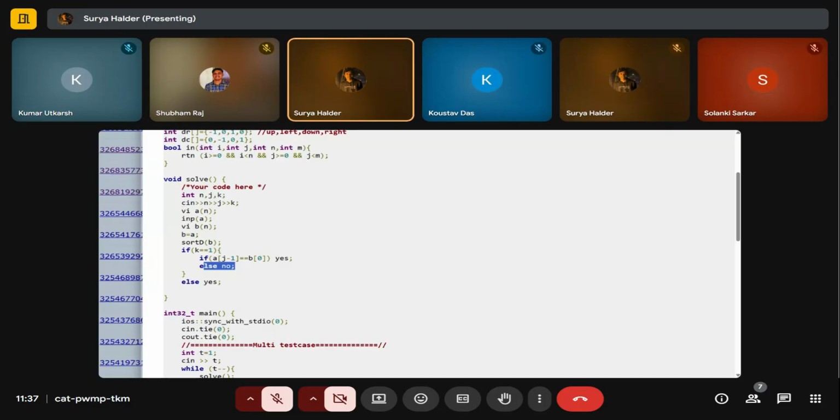After that, if k is greater than 1, then I'm saying that it is always possible to keep a player j alive. That is why I'm printing yes. Is this code clear to everyone?